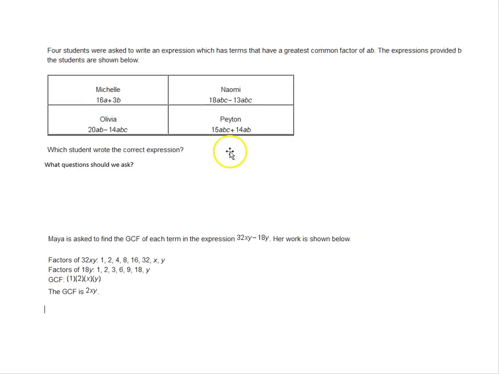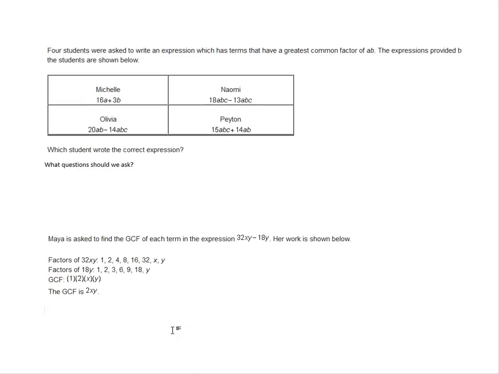Let's look at Peyton's answer. Peyton has a composite number of 15. It has factors of 1, 3, 5, and 15. A composite number 14 with factors 1, 2, 7, and 14. None of those factors are in common. There is an A in each of the terms and a B in each of the terms. So each of these, the 15ABC and the 14AB, share common terms of AB. So Peyton has the best answer.